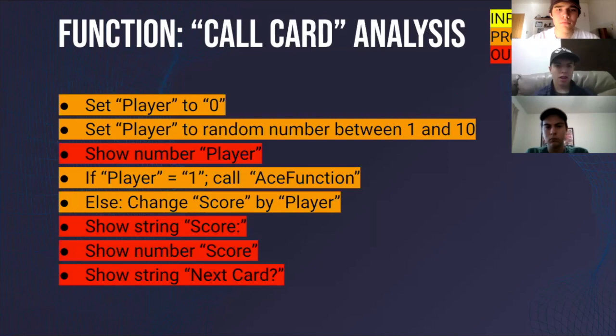The function addCard sets player to 0 and then to a random number between 1 and 10. Then it shows that number. If player equals 1, the ace function is called. Else score is changed by player and the numbers are shown.